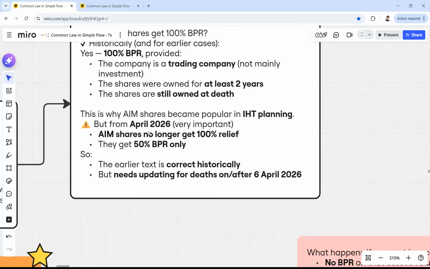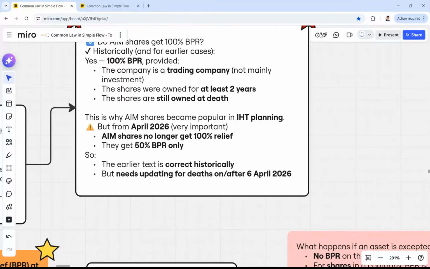And there is a change from April 2026, and it's very important because AIM shares were really popular and attracted many investors because there was 100% inheritance tax relief. We can think so, it was very risky. If you invest in small companies, it's risky, and then you need to pay 50% tax on inheritance, that's a bit unfair. But yes, now the unfairness is official, and Alternative Investment Market shares no longer get 100% relief. They get 50% BPR only, business property relief.